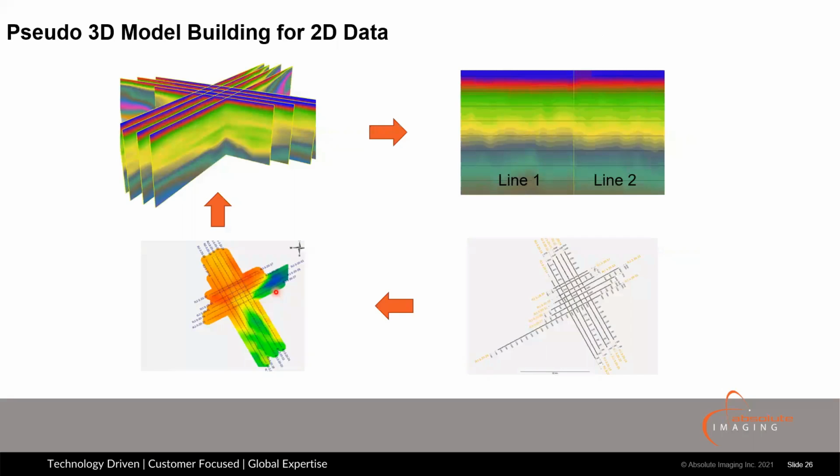Okay, so also just a note on 2D data versus 3D data. If you're dealing with 2D data, we are able to develop a pseudo 3D model, making sure that at all intersections, everything matches. So we can develop one velocity model out of all those 2D lines, making sure that there is no discrepancy in the velocities at the intersections, and everything is nicely done.